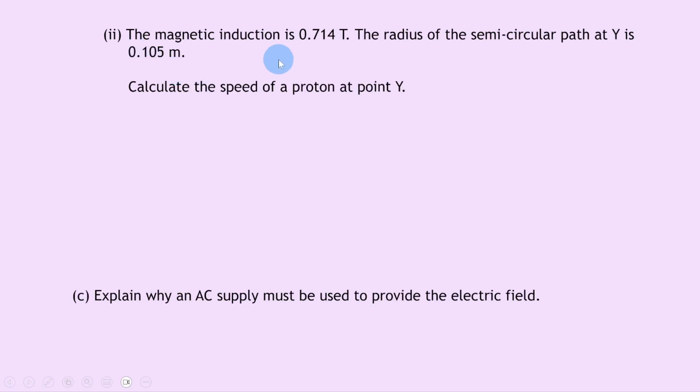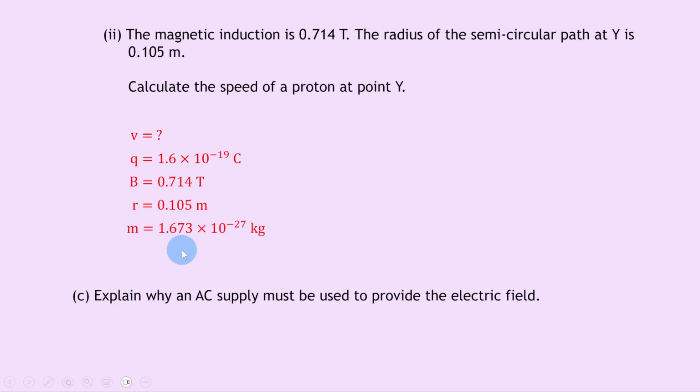B2 says the magnetic induction is 0.714 Tesla. The radius of the semicircular path at Y is 0.105 meters. Calculate the speed of a proton at point Y. Well, writing down what we know from the question, we can use the equation we've just derived. We're trying to find the speed of the proton, v. We know the charge on a proton, Q, is 1.6 times 10 to the minus 19 coulombs. And remember, that's just the same as the charge on an electron but positive. We then have magnetic induction B is 0.714 Tesla. We have the radius r is 0.105 meters. And the mass m of the proton is 1.673 times 10 to the minus 27 kilograms from the datasheet.